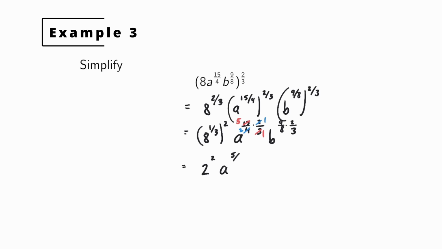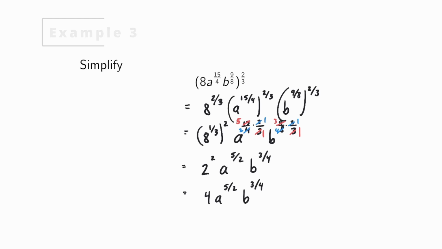So 5 halves. And then for b, 9 and 3 have a common factor of 3. And 2 and 8 have a common factor of 2. So that leaves us like this. So we end up with b to the 3/4 power. We're almost done. We end up with 4a to the 5/2 b to the 3/4.